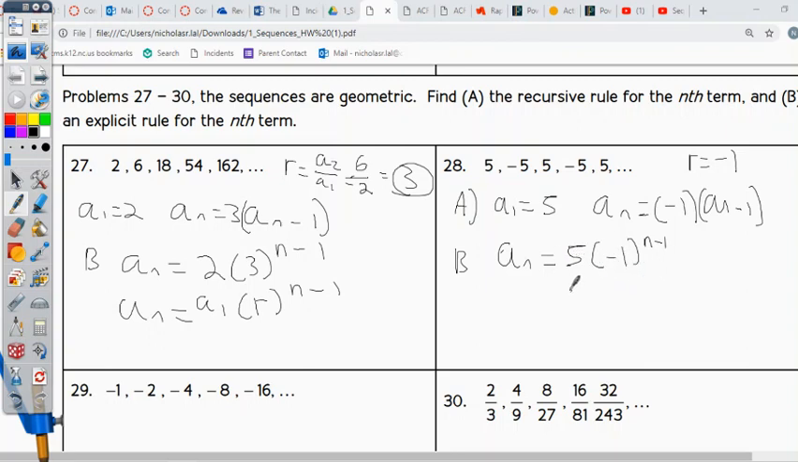Remember, that's A1 times R to the n minus 1. So much closer.